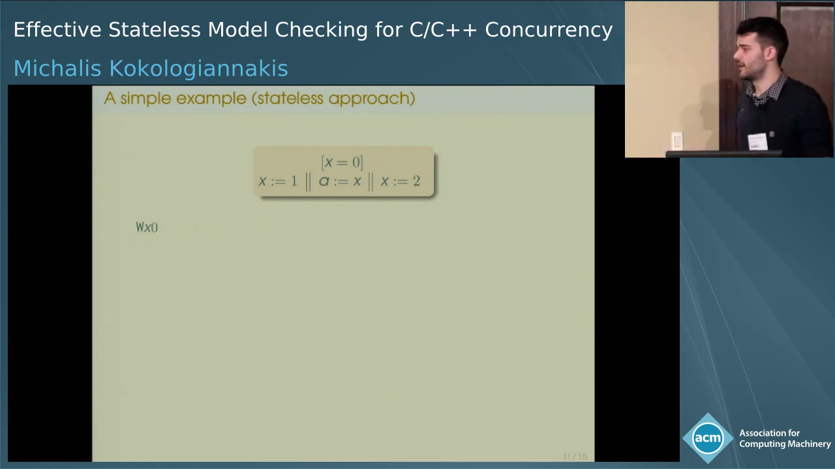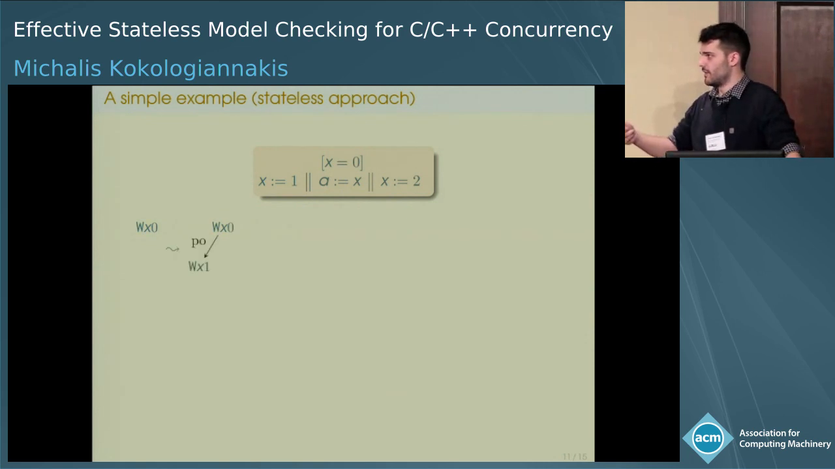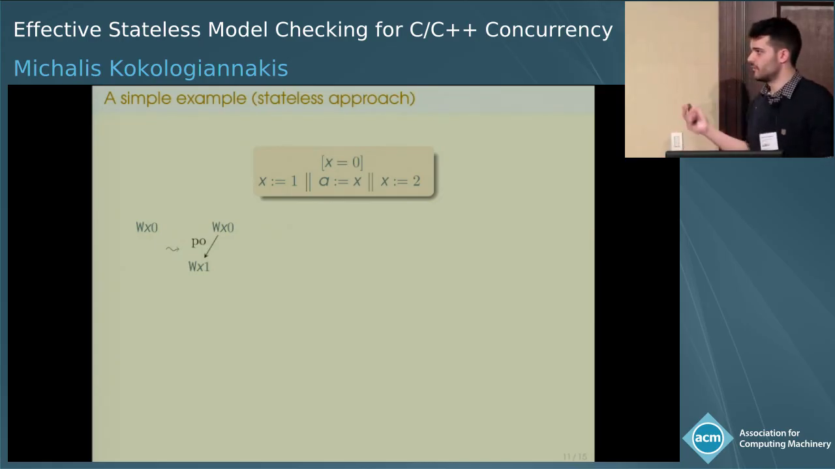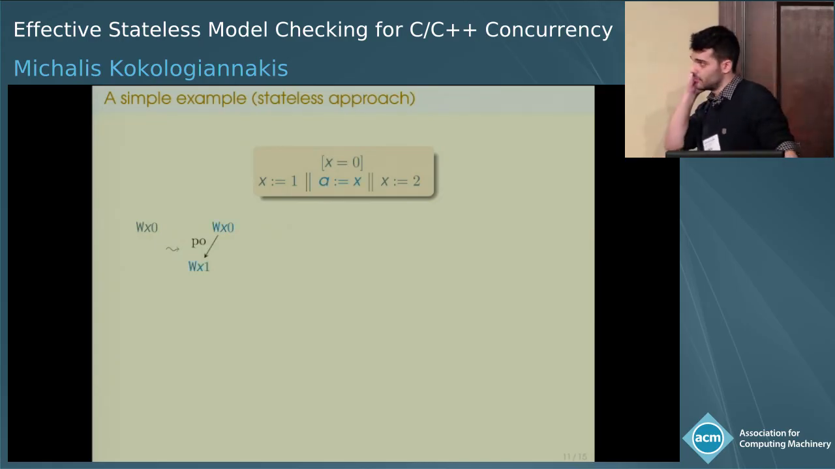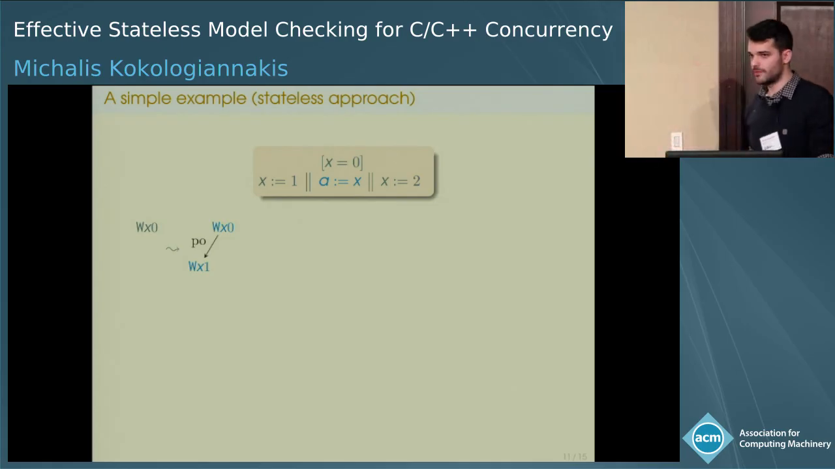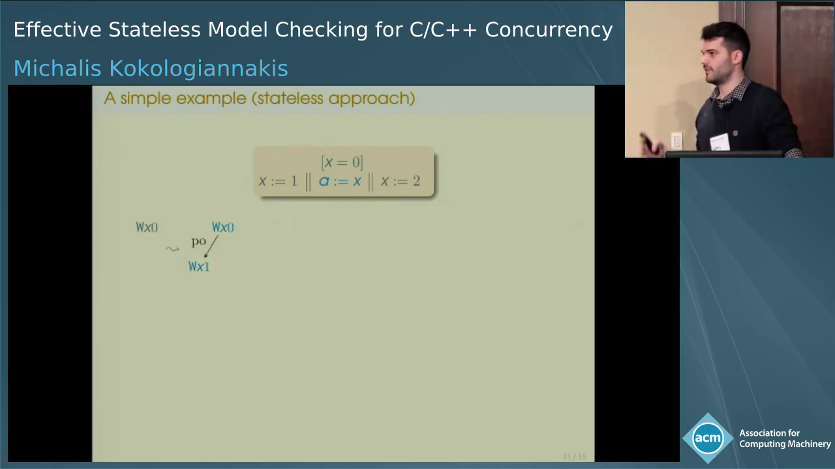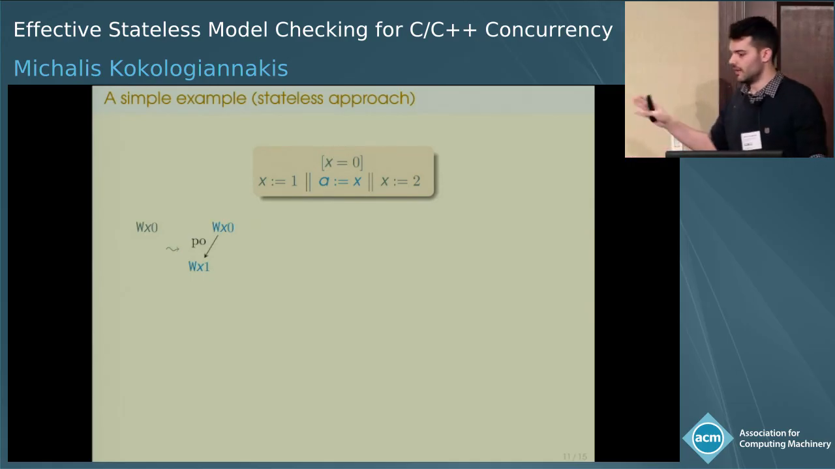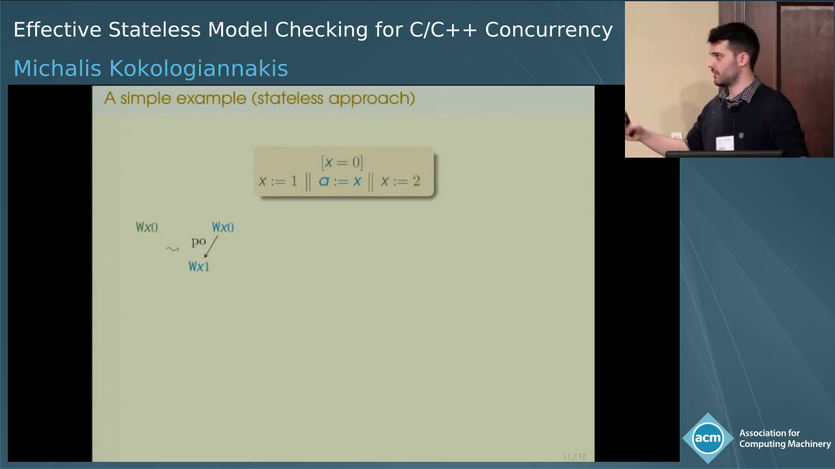Again, we start with the initial graph. We add the first event, which is a write. There's nothing to revisit. We're fine at this point. And then we're about to add the read. Again, this read has two options. We'll examine both of them, not at the same time. This can be done either recursively or by using a stack. For the purpose of the presentation, I'll just suppose that we explore these executions recursively.